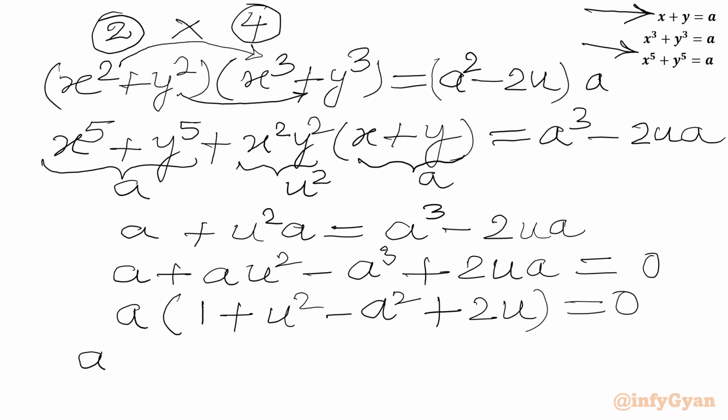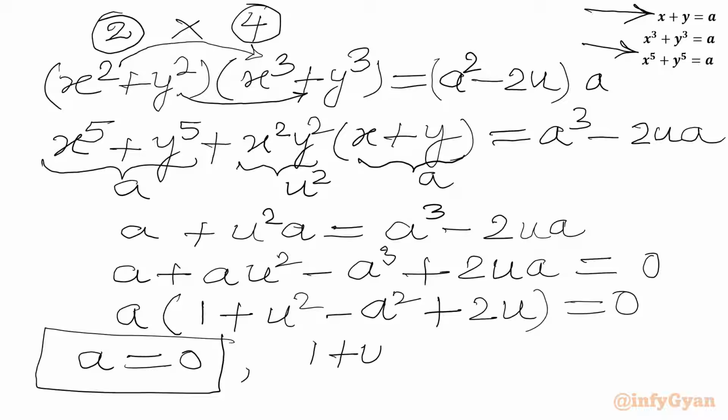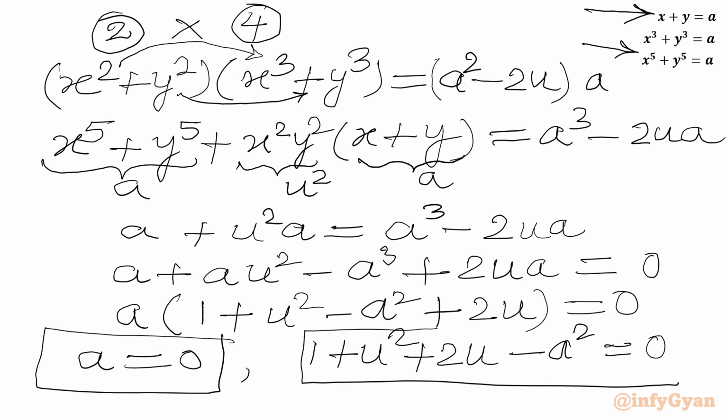So we can write either a equal to 0 or 1 plus u square plus 2u minus a square will be 0. So this is our second equation. Let us solve both the equations. So first equation is already solved, a equal to 0. Now we will consider second equation.